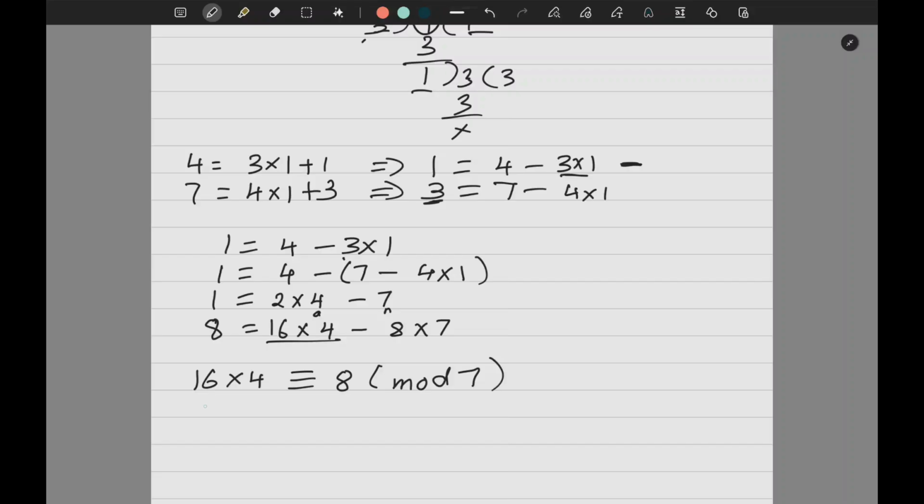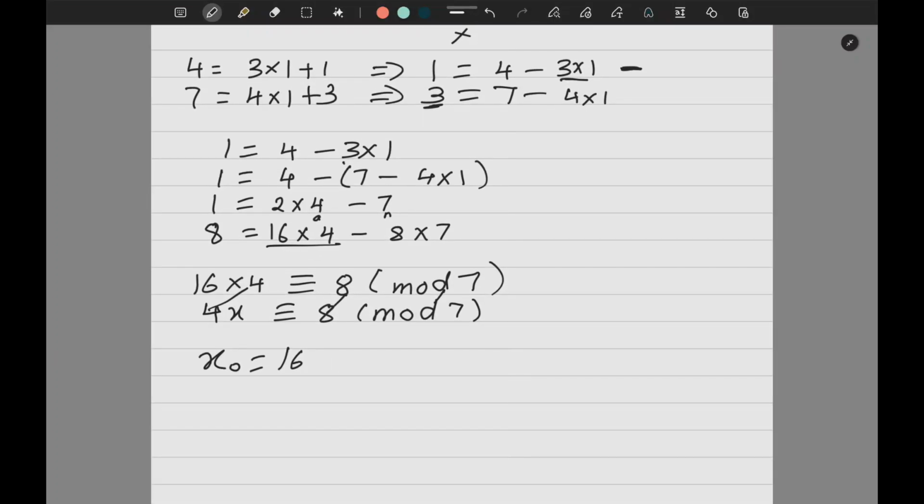And I'll write the remaining thing, the third number, 16 into 4 here. Now I'll compare this with my question. My question is 4x congruent 8 mod 7. Compare. 4 is 4, 8 is 8, mod 7 is mod 7. So what is the value of x? X is equal to 16. This is the one solution.